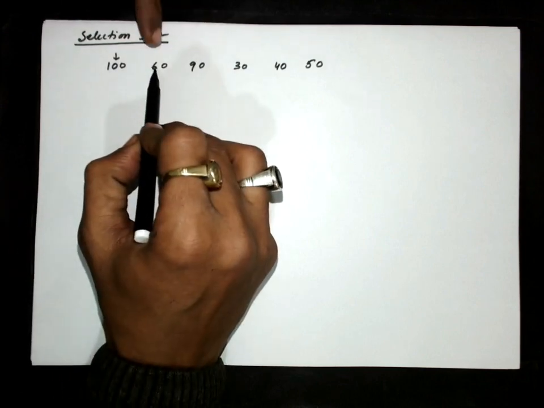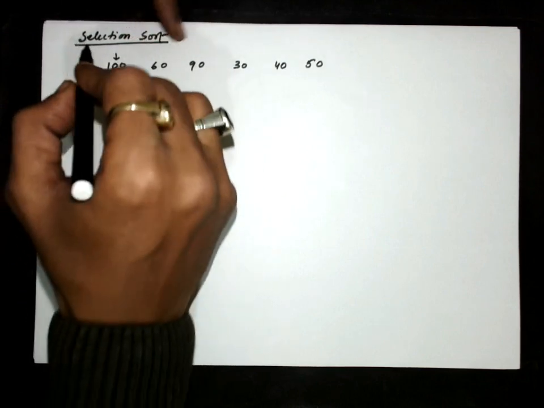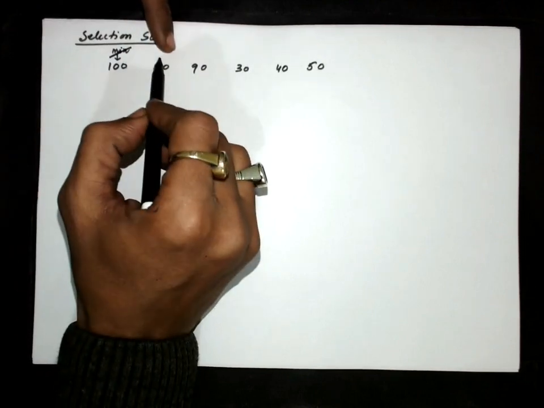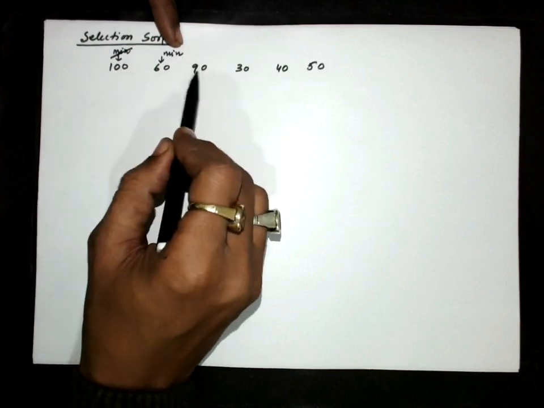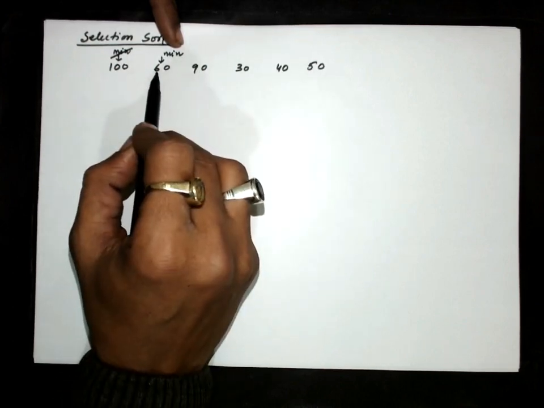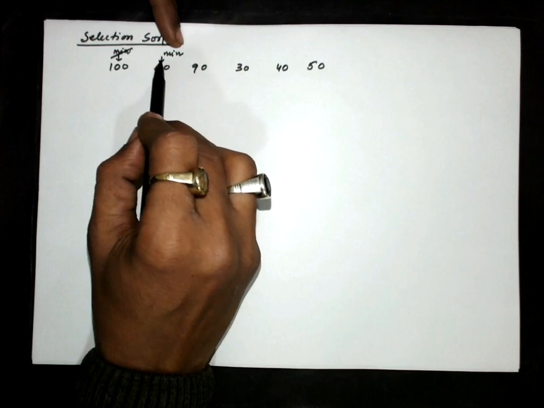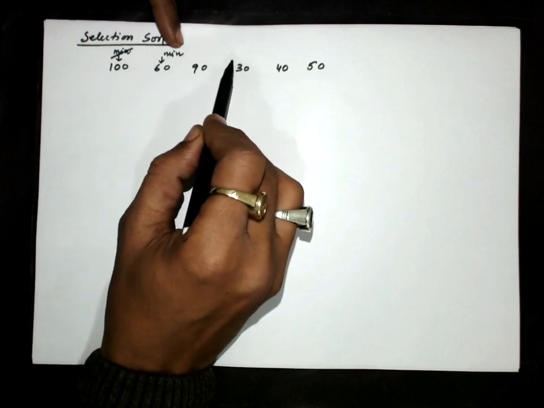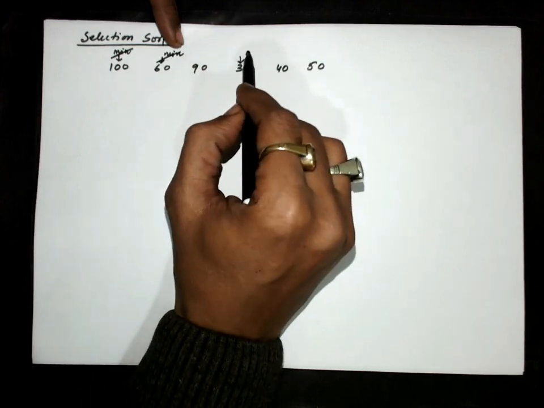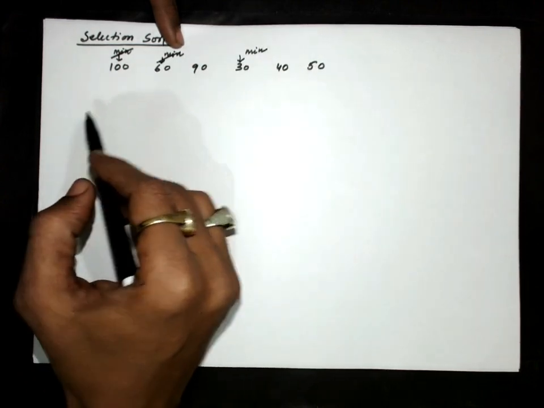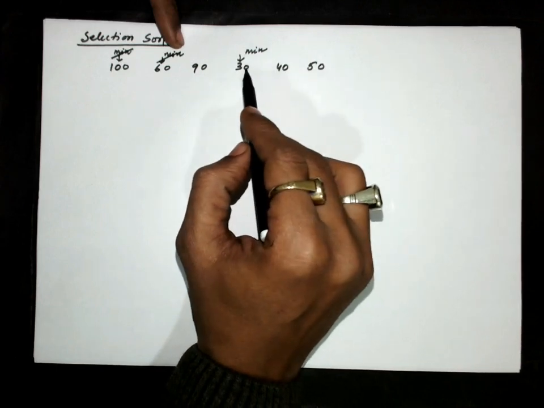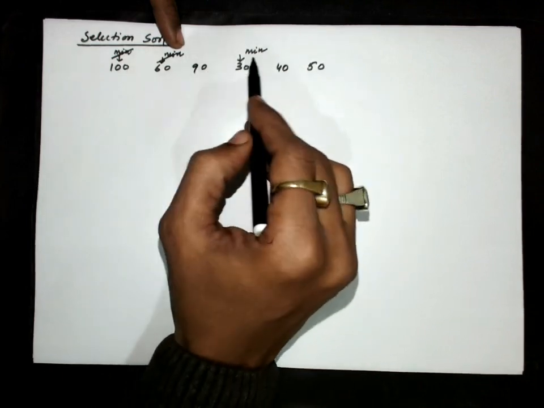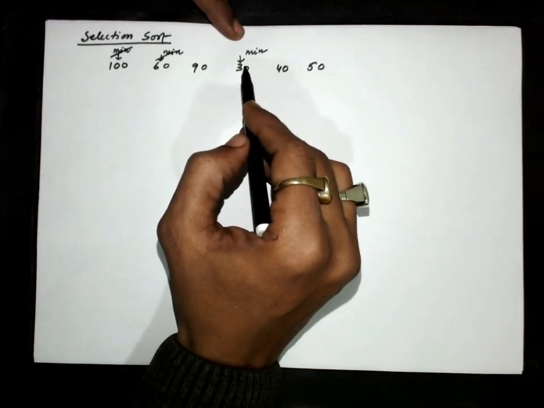For example, I compare 60 with minimum. This is the minimum element for us. 60 is less than minimum, so we will shift the minimum to 60. Now the rest of the elements will be compared with 60. So 90 is not less than minimum, so minimum will remain at 60. 30 is less than minimum, so now minimum will shift to this place. And then 40 is not less than minimum, 50 is not less than minimum. So by comparing all the elements in the set, we found that 30 is the smallest element in this set.